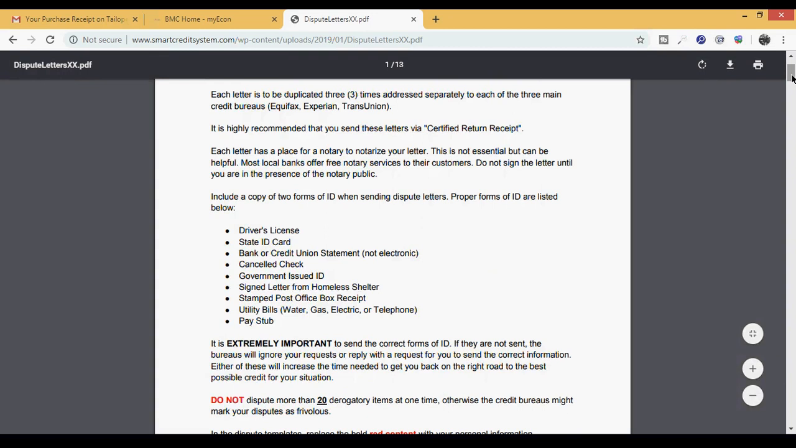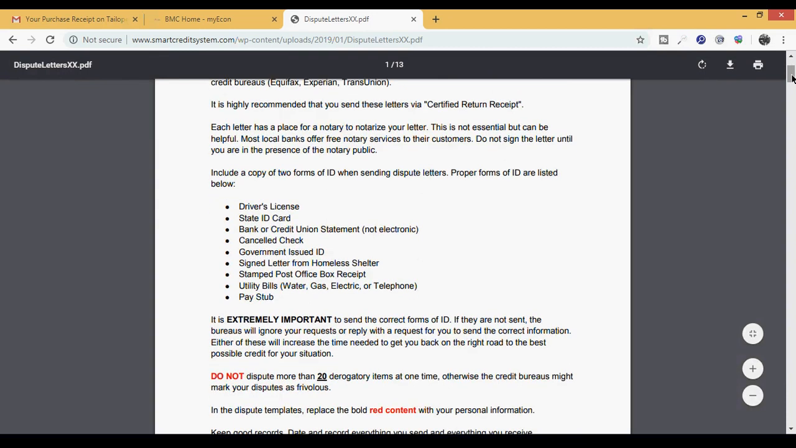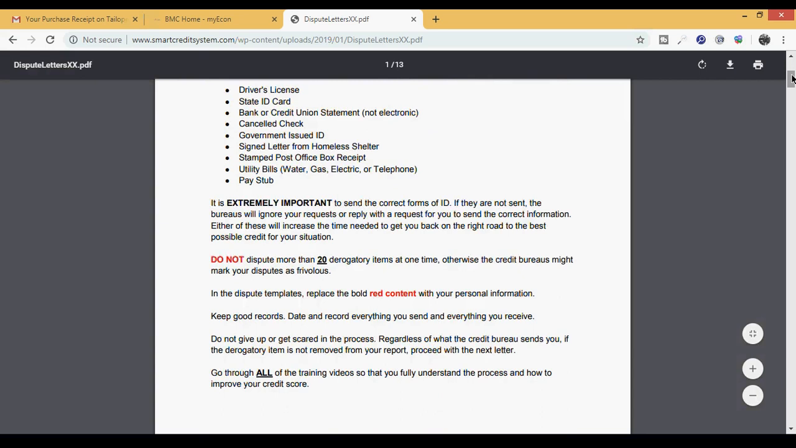It says each letter is to be duplicated 3 times, addressed separately to each of the 3 main credit bureaus, Equifax, Experian, and TransUnion. As I stated, certified mail is the best way to go, as well as getting a notary. It is extremely important to send the correct forms of ID. If they are not sent, the bureaus will basically ignore your request or reply with a request for you to send the correct information. They also might say, look, we can't verify you. And I know what you're thinking. Well, you verified me when you sent me that letter, right? But you got to understand the game, you guys. 2 current forms of ID.